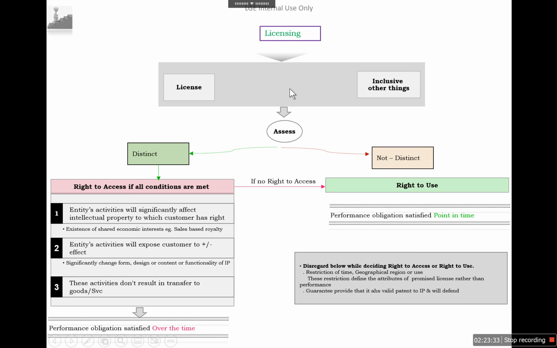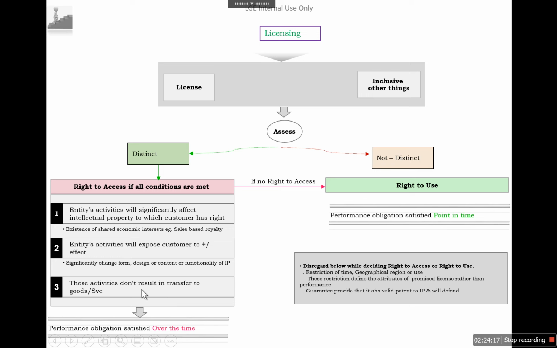Next is licensing. So in case of a license, we need to assess whether it is a right to use or a right to access. It is a right to access if the entity's activities will significantly affect the intellectual property to which the customer has rights. For example, existence of a shared economic interest, sales-based royalty. The entity's activities expose the customer to effects, significantly change the form, design, content, or functionality of the IP, or these activities don't result in transfer of goods and services.